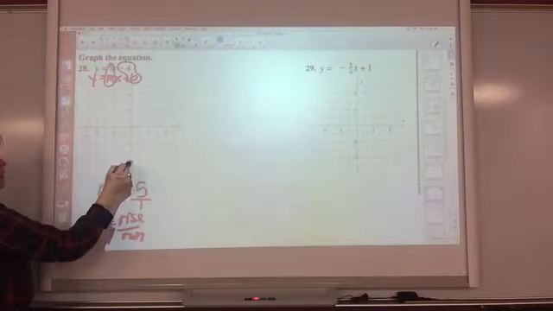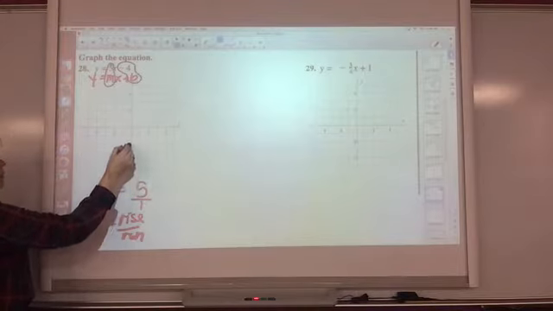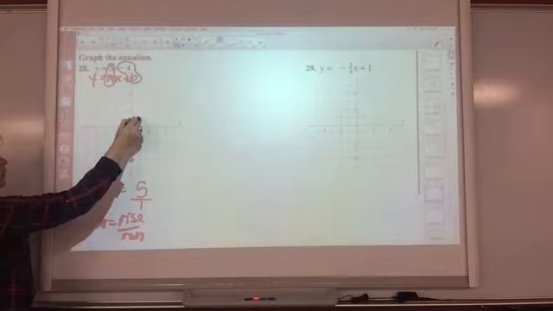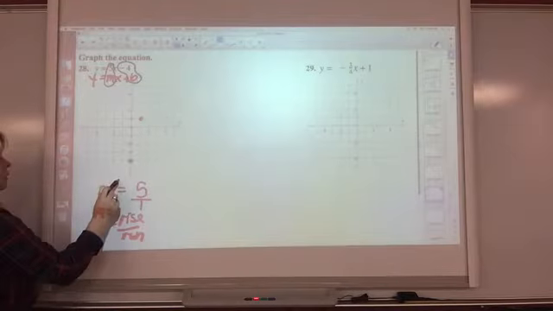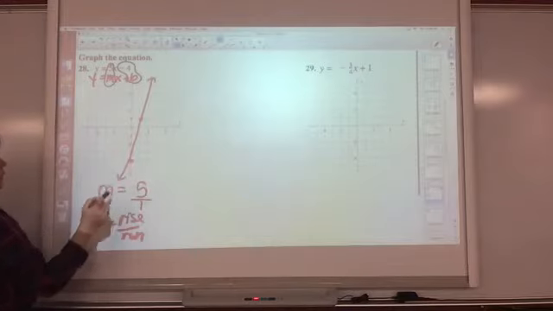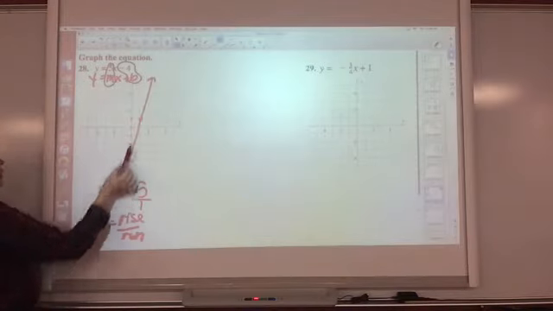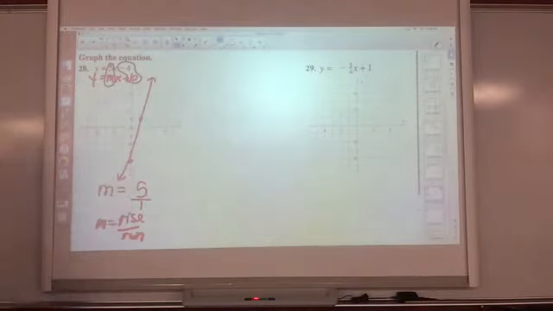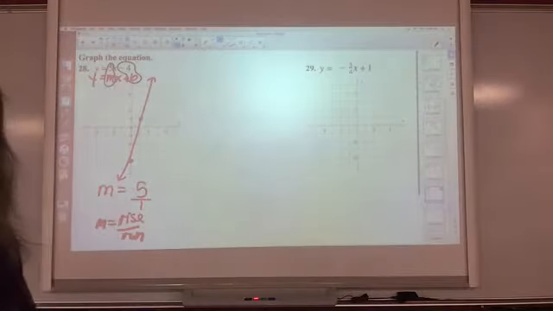From your base, from your y-intercept, go up 1, 2, 3, 4, 5, and to the right 1, and draw your line. And don't just play dot to dot. Extend your line through your points. Show that it goes infinitely.